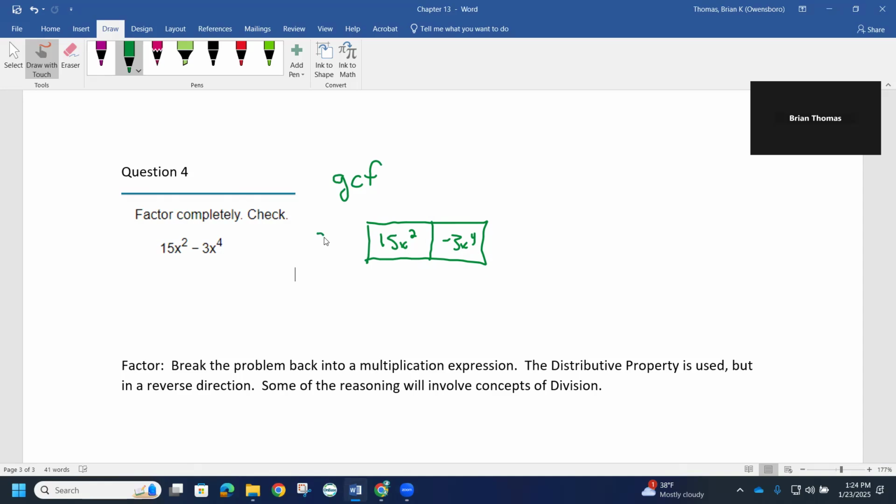Notice I'm going to bring it out a little bit further because I'm also going to be looking at these x's. This has two x's and this has four x's. So the number of x's they have in common would be two x's. So what's going to be coming out is a 3x squared. So this becomes one of the factors.